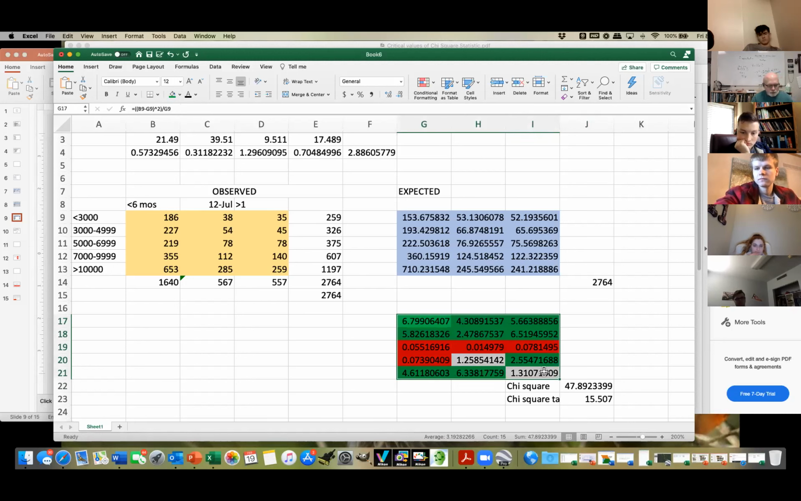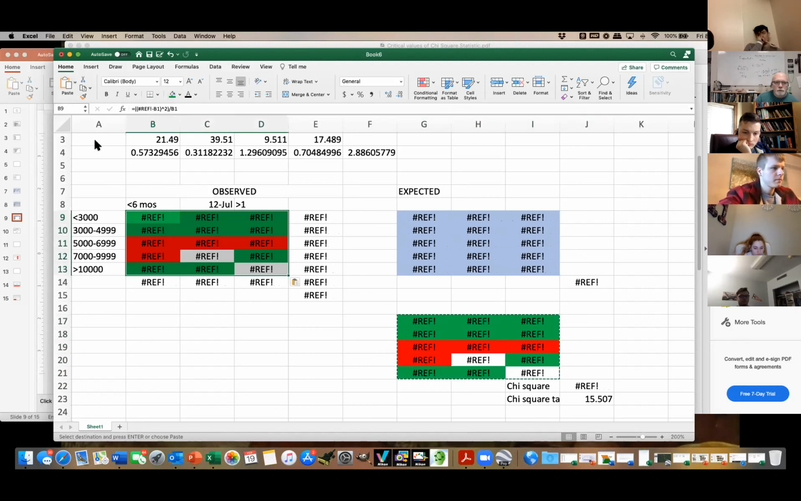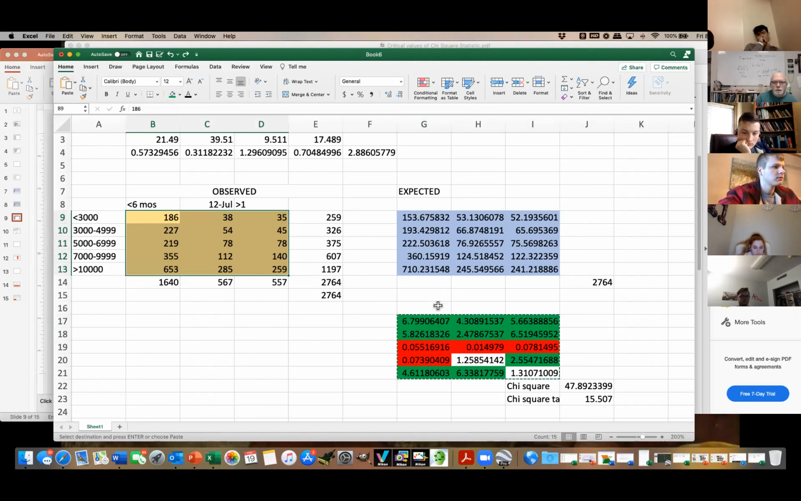So I'm just going to highlight these. I'm going to copy, and I'm going to paste those color codings over here, and I'm going to use paste special, and I'm just going to paste formatting. Oh, no, never mind. Don't do that. Well, I'll just do it this way.